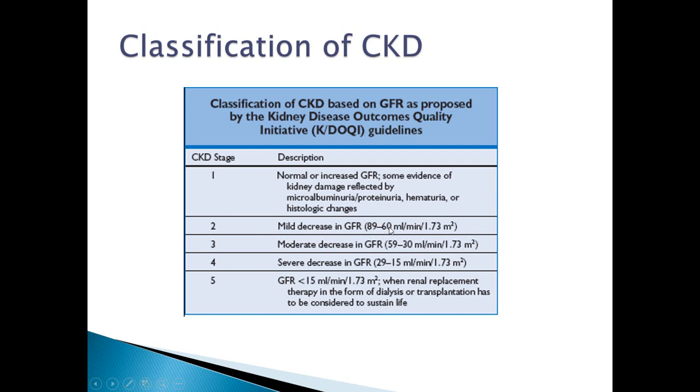And then as your GFR starts to decrease from 60 to 89, 30 to 59, 15 to 29, you go up on CKD stages. And then CKD stage 5 is when your GFR is less than 15 and you're typically in need of dialysis.